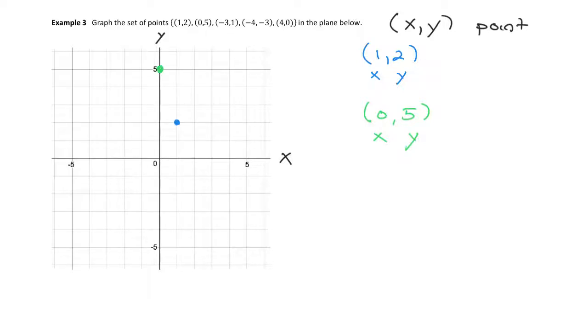Let's see what else we have. Negative 3, 1. Okay, what this means is, if we start at 0, 0, we're going to go 3 places to the left and up 1. This is the location of negative 3, 1. Okay, we also have the point negative 4, negative 3. Okay, this means starting at 0, 0, I go 4 places to the left, and now I go down 3 places here. So that's negative 4, negative 3.